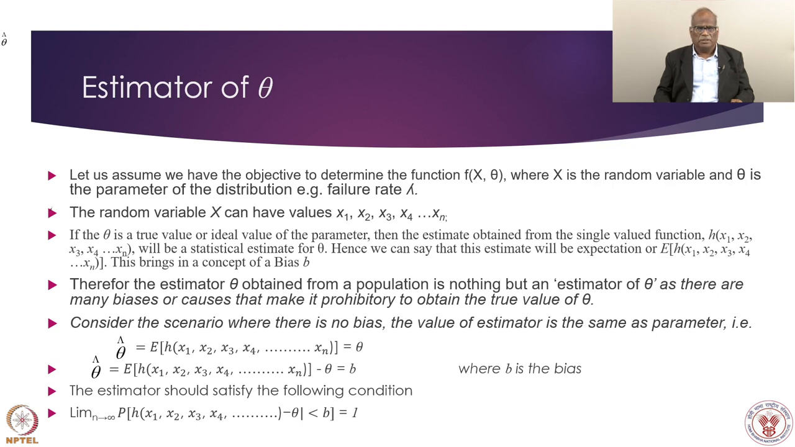Okay, so hence we can say that this estimate will be the expectation of the function h of x1, x2, x3, x4, with the PDF, up to xn. This brings in the concept of a bias. You see, because a bias is taking the value away from the true value. Okay, so therefore the estimate theta obtained from the population is nothing but an estimator of theta.